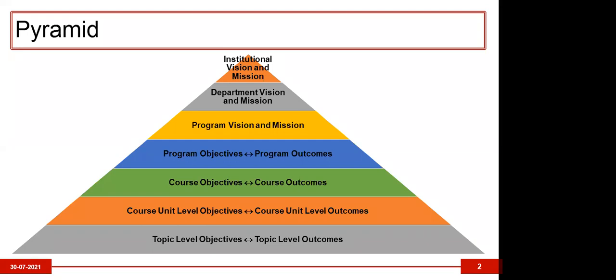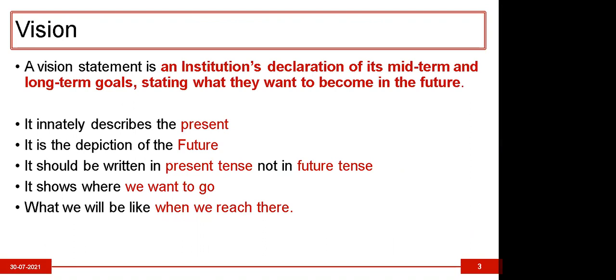But in some cases, a very diversified set of programs is offered in a department. In such cases, we have to go with the program vision and mission. Once we have the program vision and mission, we talk about the objectives, and then the program outcomes, and next the course objectives, the course-level objectives, the topic-level objectives, like that. So first, coming to the mission and vision.